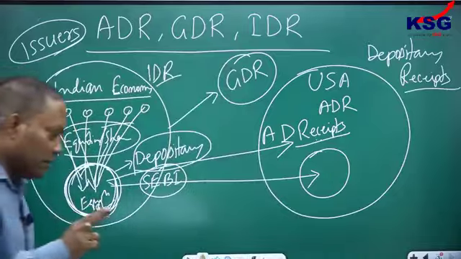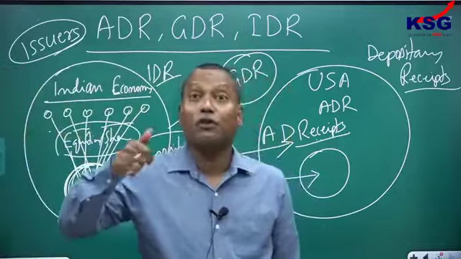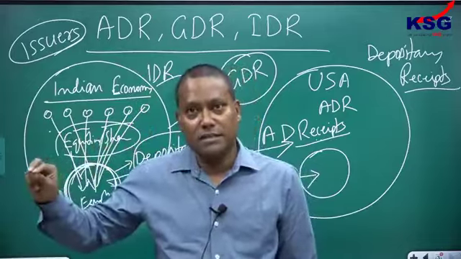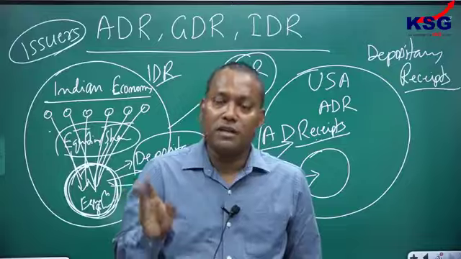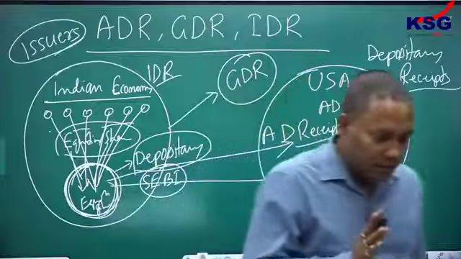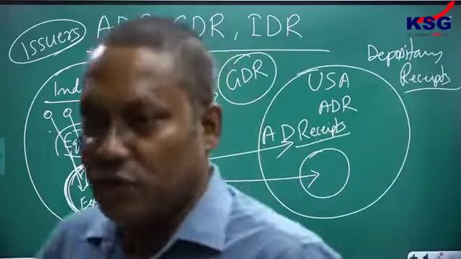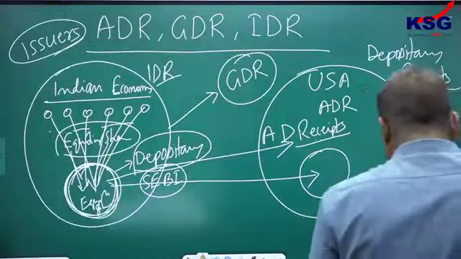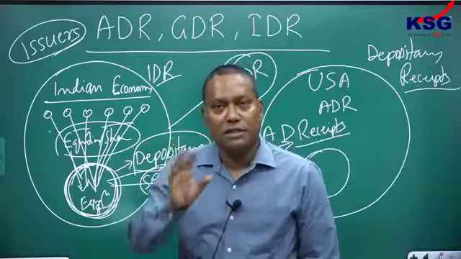Now, always remember, write one line: the primary market of the capital market means transaction between the company and investors. Or you can say, under the primary market of the capital market, transaction takes place between the company and investors.